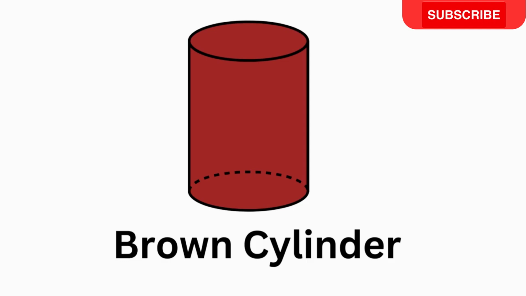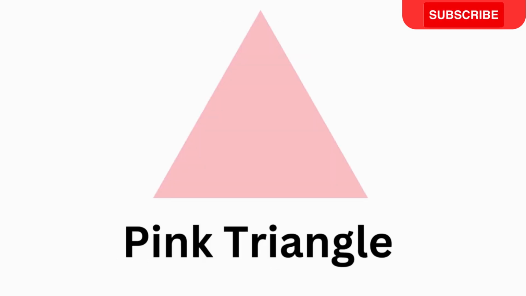This shape is a cylinder, and the color in cylinder is brown. This shape is a triangle, and the color in triangle is pink.